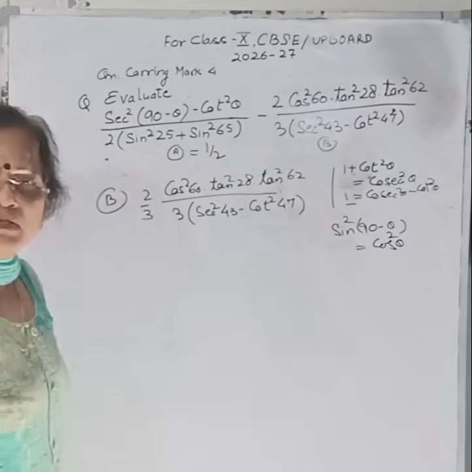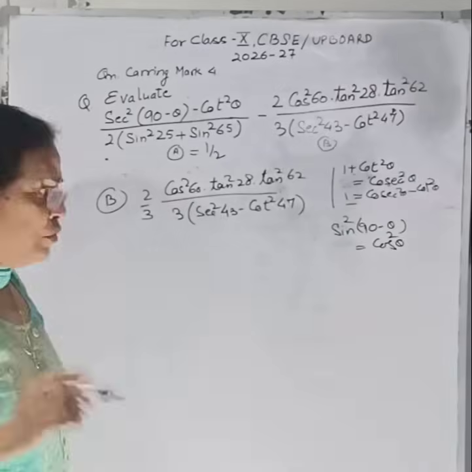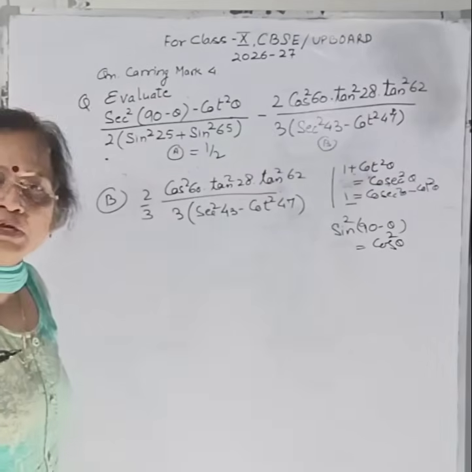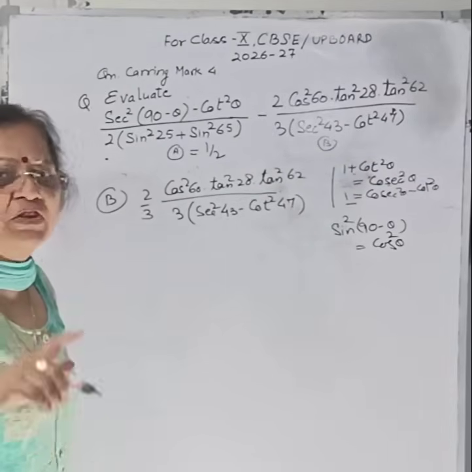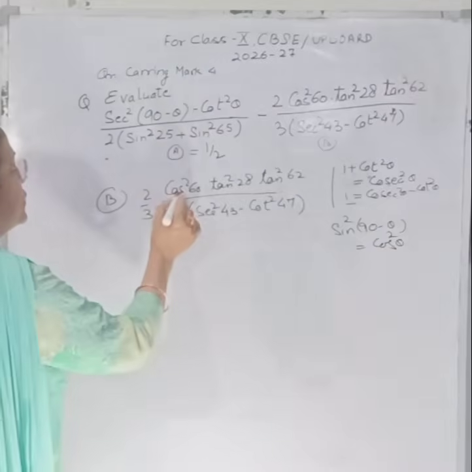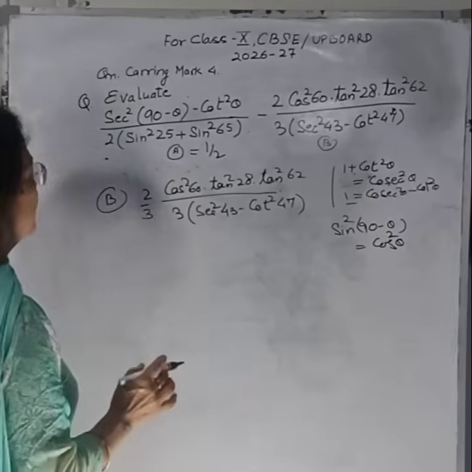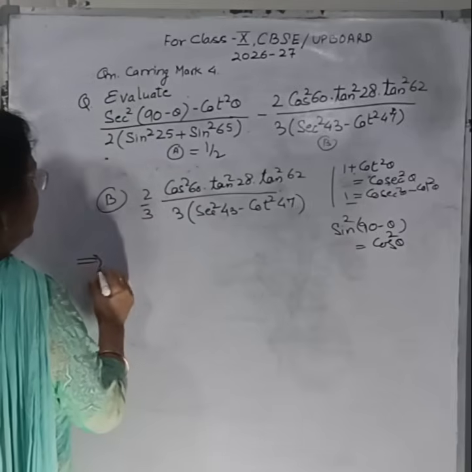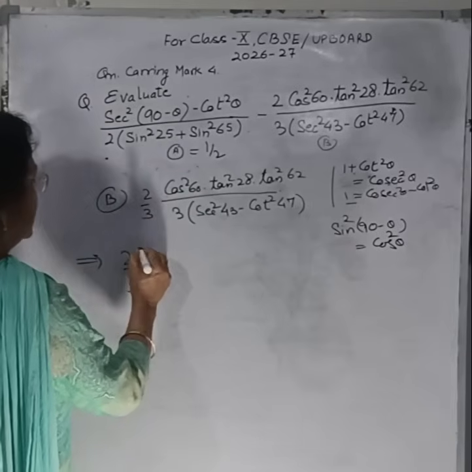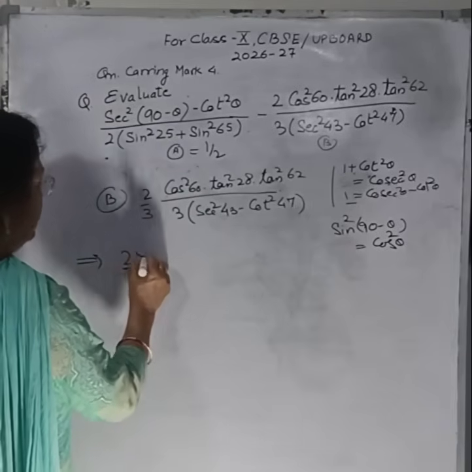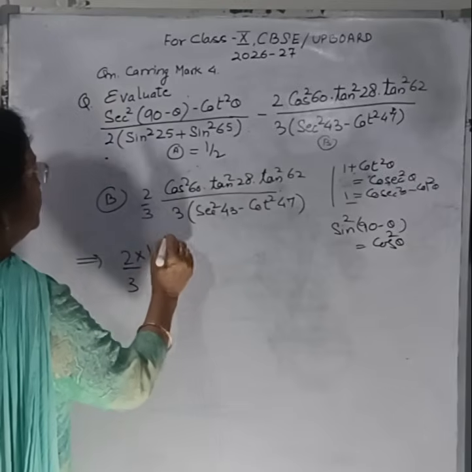Cos square 60 is well known to us, is equal to 1 by 4, because cos 60 is equal to 1 by 2. The square of cos 60 will be 1 by 4. This is known to us, so we can substitute the value of this. Okay, this will be 2 by 3 into 1 by 2 square.